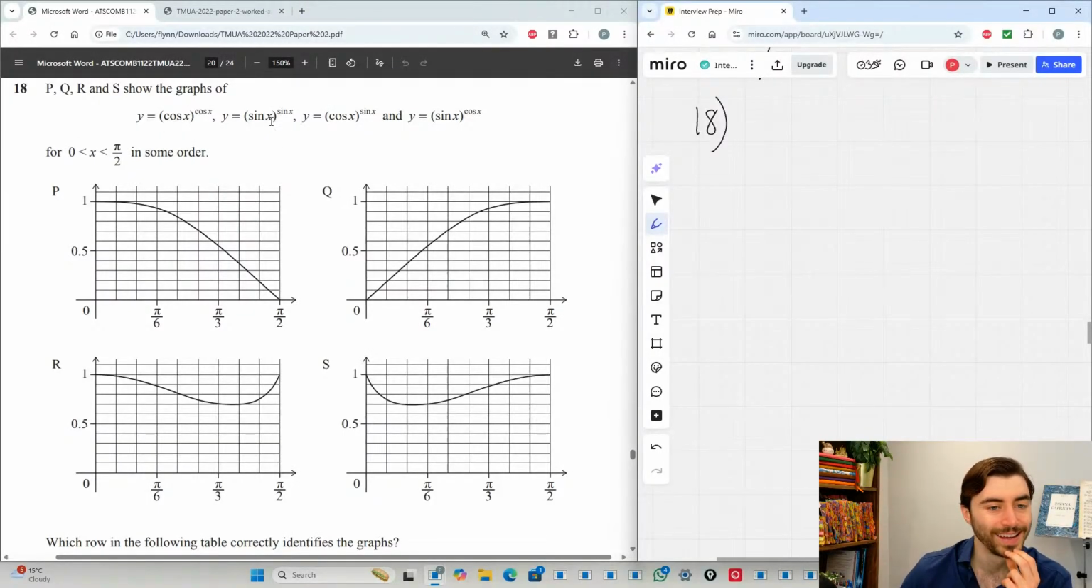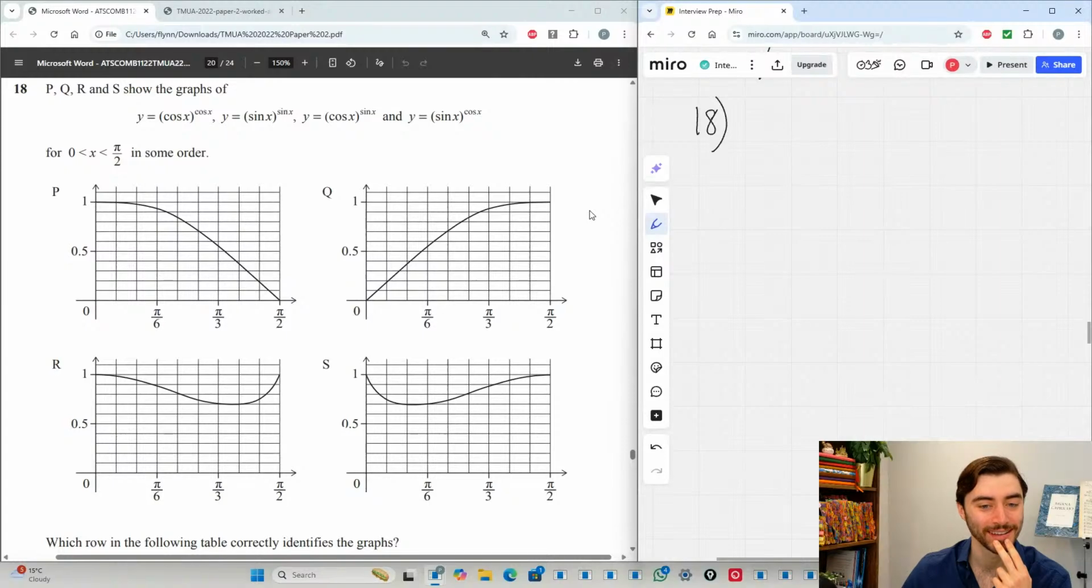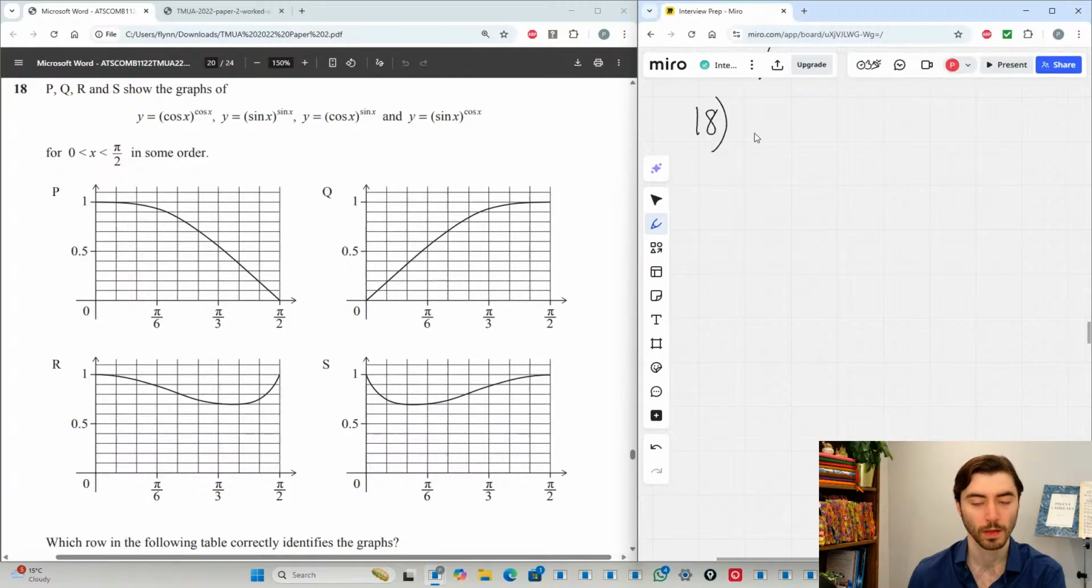Okay, so the graphs have, outrageous. Okay. Oh no, this is fun. Okay, so why don't we just plug in some special values. So pi over 2, one of them is going to be 0, and that is going to be sine x to the cos x. Because sine x would be 0 to the 1 would give me 0.